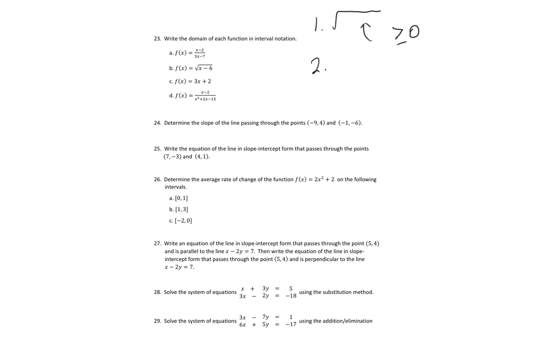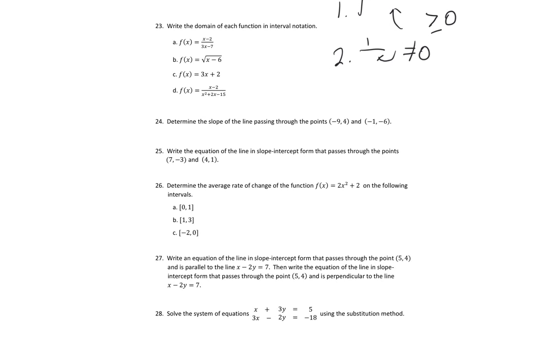The other thing is, the bottom of a fraction cannot be 0. It can be anything but 0. So, going to part A, we don't have any square roots here, so the only thing we need to worry about is the bottom of the fraction can't be 0. So 3x minus 7 cannot be 0. I'll find the one value that it can't equal, and we can make our domain avoiding that value. So I'll add the 7, x cannot be 7 over 3.